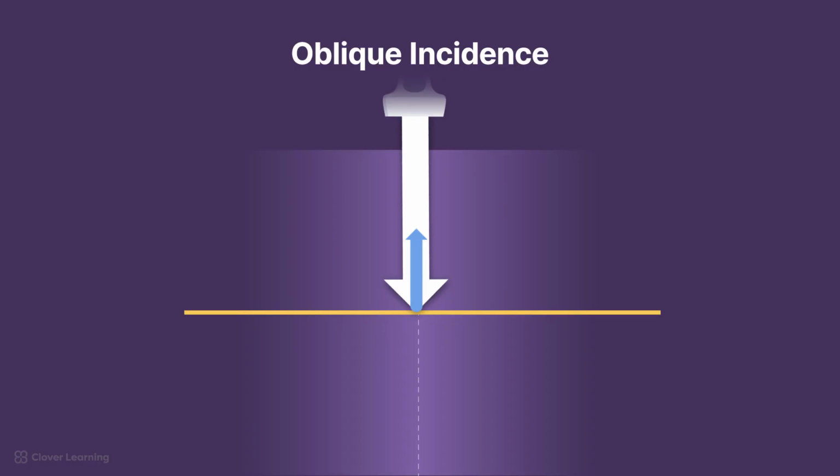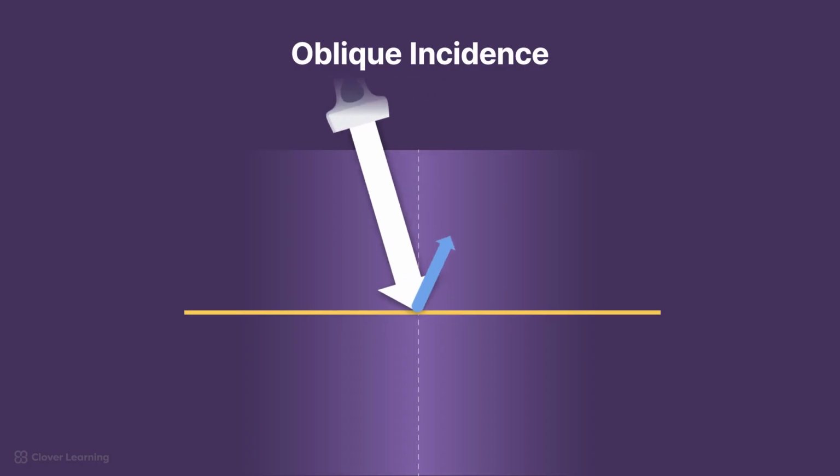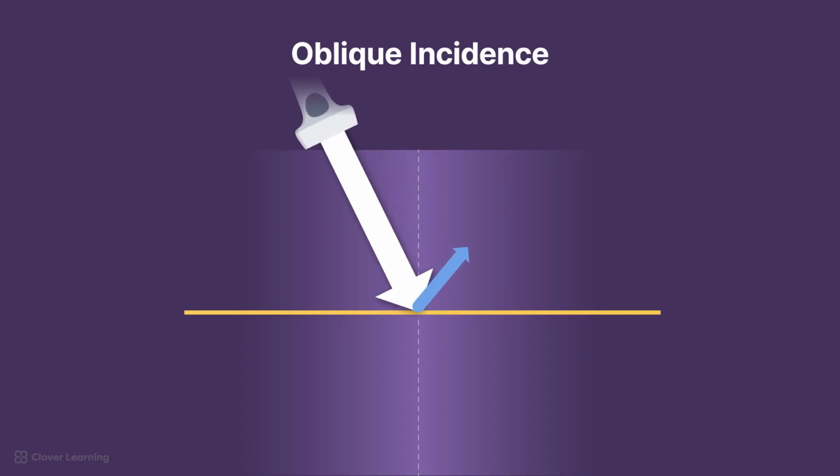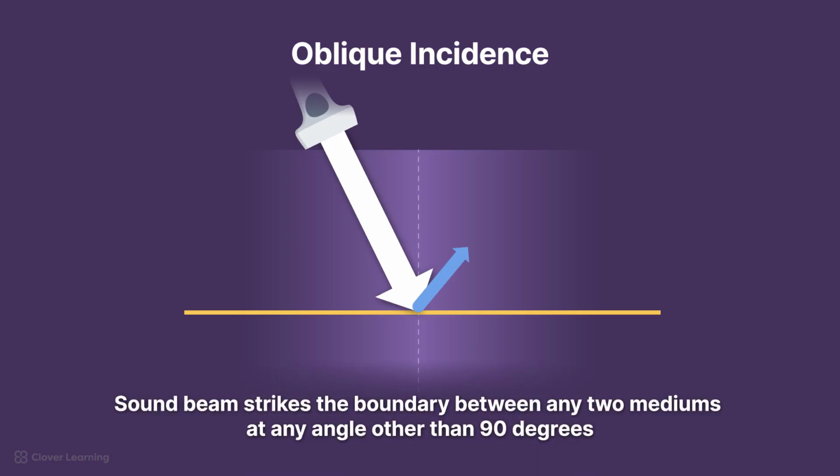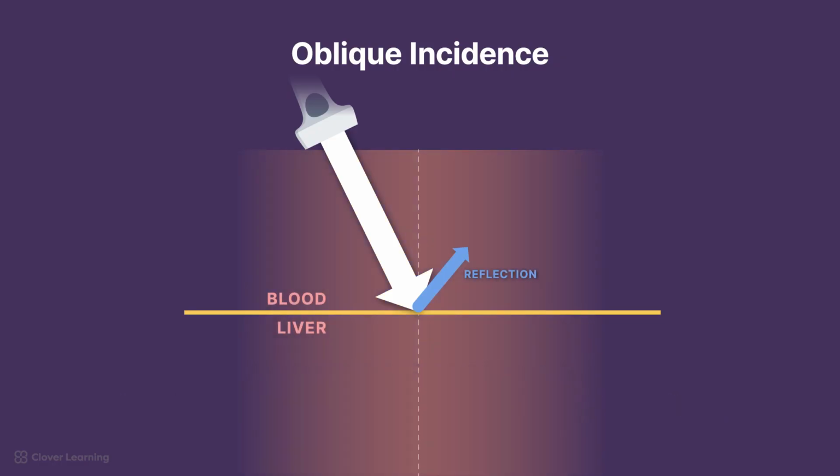This discussion becomes more complicated when looking at oblique incidence. Again, this is where the sound beam strikes the boundary between two mediums at any angle other than 90 degrees. With oblique incidence, we cannot predict whether sound will reflect or transmit after striking the boundary. Reflection may even occur when the acoustic impedances of the two mediums are identical if the sound wave strikes the boundary obliquely due to conditions like the momentum of the sound wave or the homogeneity of the boundary.